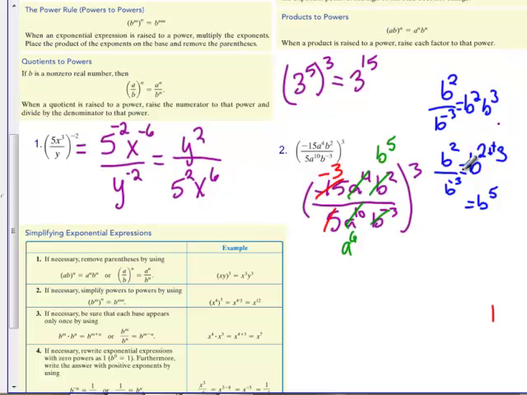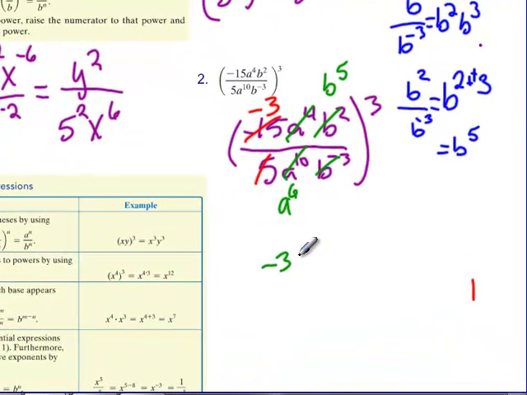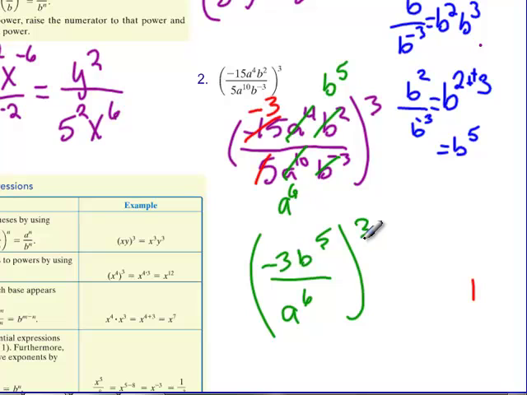Correct. All right, so I'm going to rewrite this little mess here because it's not too bad anymore. We ended up with negative 3 b to the 5th over a to the 6th, all cubed. So we're getting there, right? It's a lot better, a lot nicer looking. Okay, so we know to distribute that 3 because of what we already figured out last time.